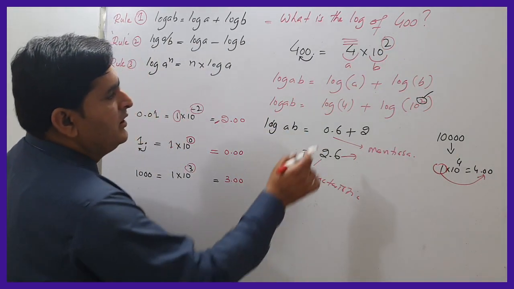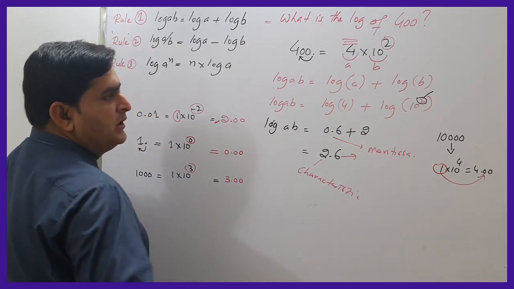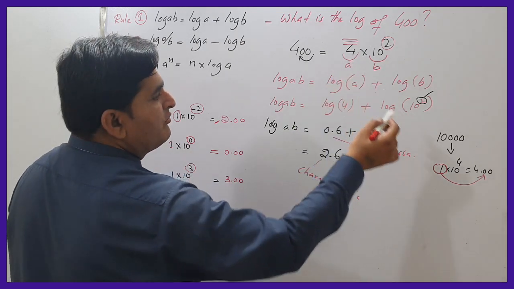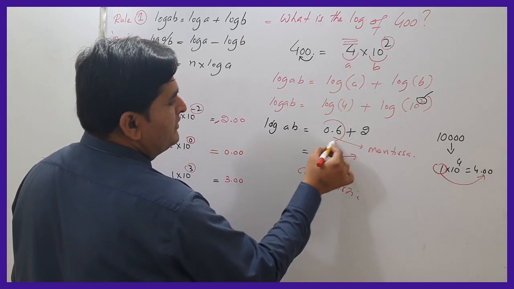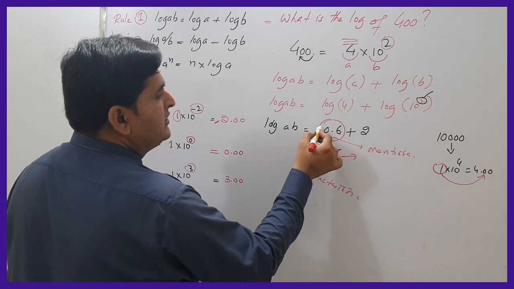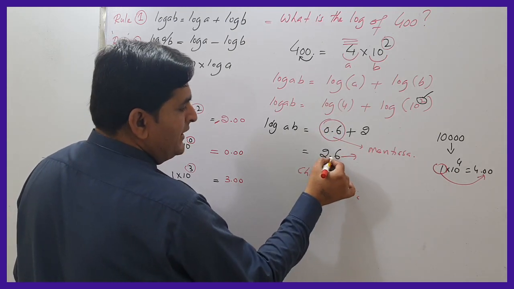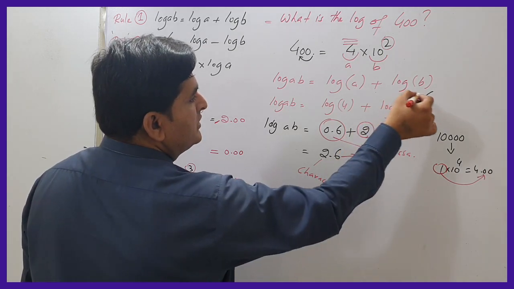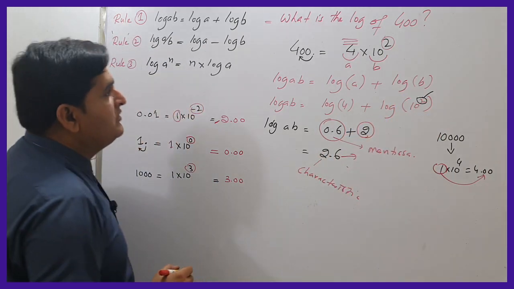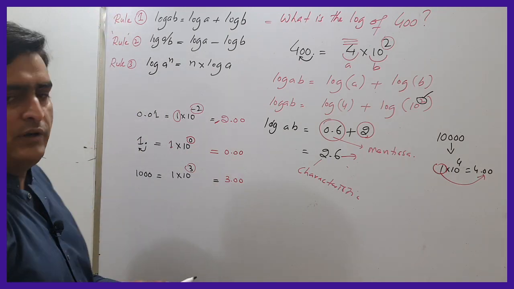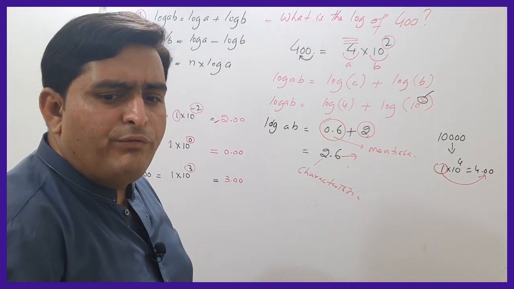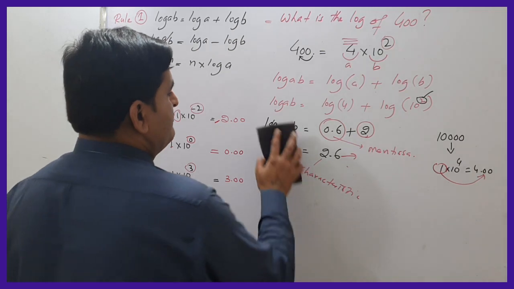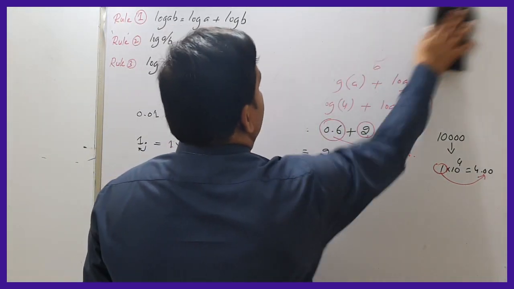So here I already found the logarithm of 4 from the calculator, it became 0.6. This is the decimal part, which comes at the right of the number, and is called the mantissa, while this 2, the power, is called the characteristic. So in this way we find rule number 1. Now for rule number 2 we will do a simple example again.